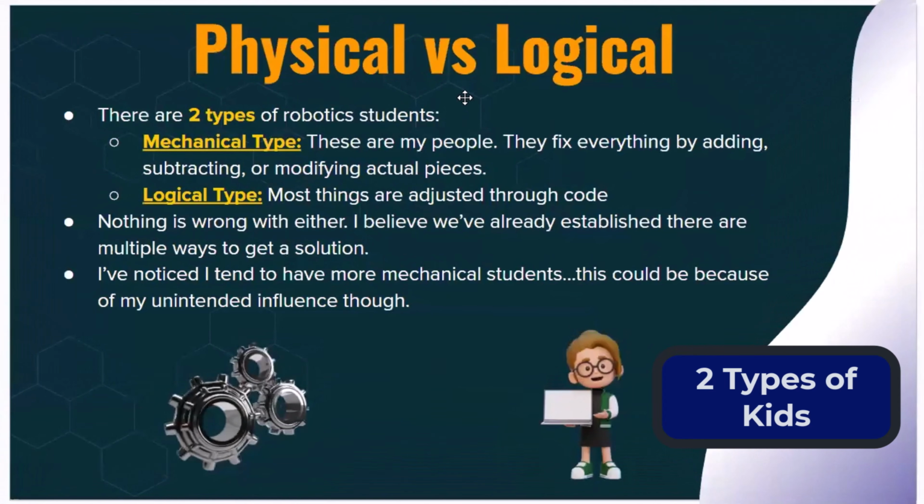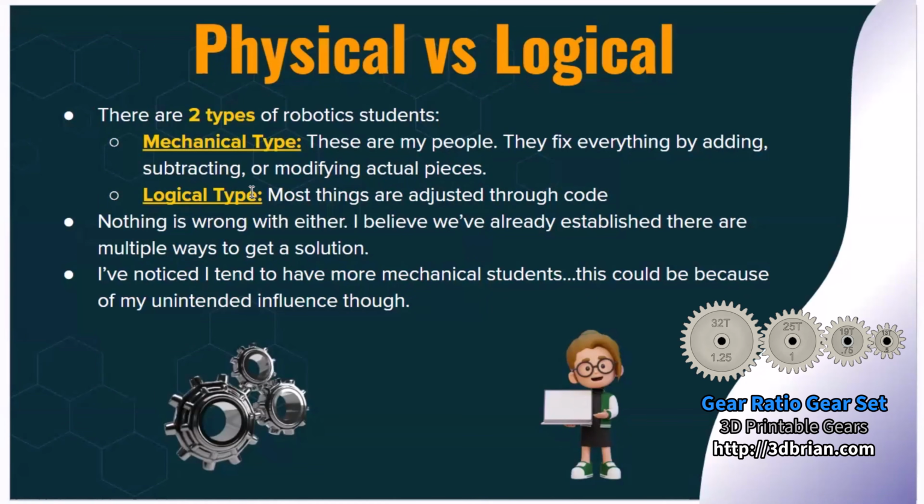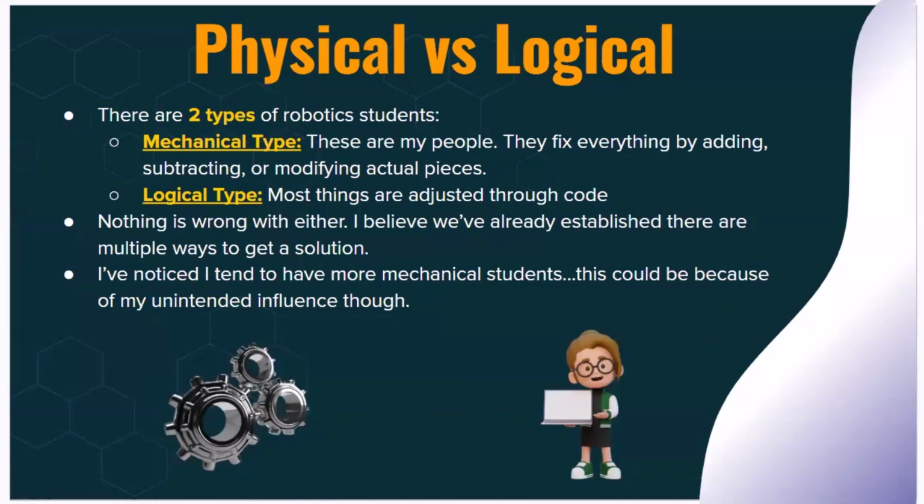I have two types of kids, and you probably do too. We got the mechanical type, and we got the logical type. The mechanical type, these are my kind of people, right? If it doesn't work, what they do is they make a new piece or they put a new switch in or they put a new motor in. They fix it physically is what they do. Then you got the logical type. And these are the kids that just sit there and it looks like they're doing absolutely nothing. But they're not. What they're doing is they're fixing everything through coding.